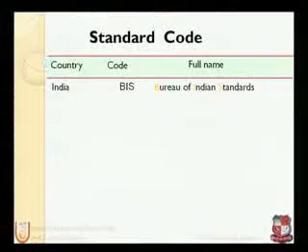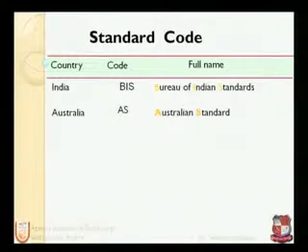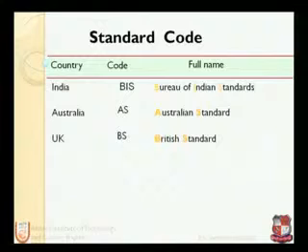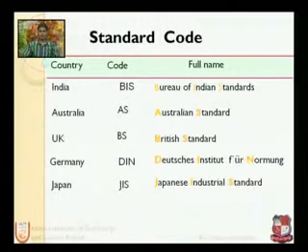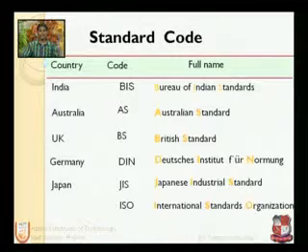So what are the standards codes? In India it is BIS, that is Bureau of Indian Standards. In Australia, AS. In UK, BS, British Standard. In Germany, DIN. In Japan, that is JIS. And internationally, it is the International Organization for Standardization, ISO.